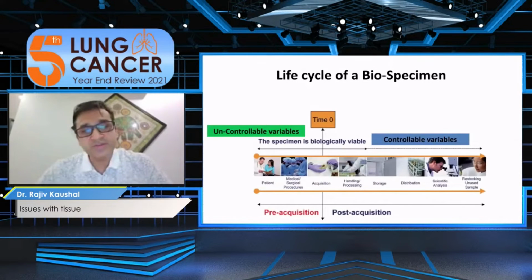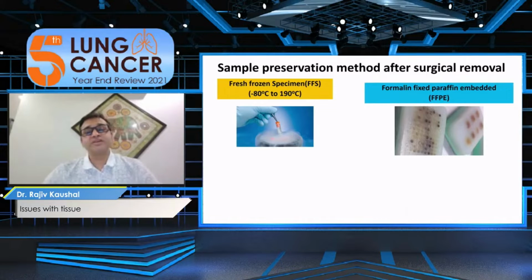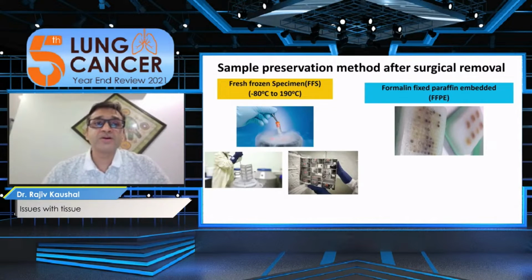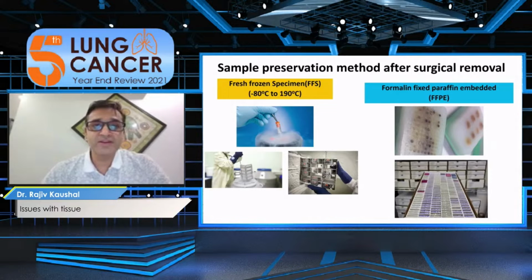Once the tissue comes out of the body, cold ischemia starts, and the tissue needs to be properly fixed as soon as possible so that further degradation of the DNA and RNA does not happen. There are two ways we can handle this tissue once it comes out. Either we can snap freeze it immediately, or it needs to be fixed in formalin. There are advantages and disadvantages of both methods.